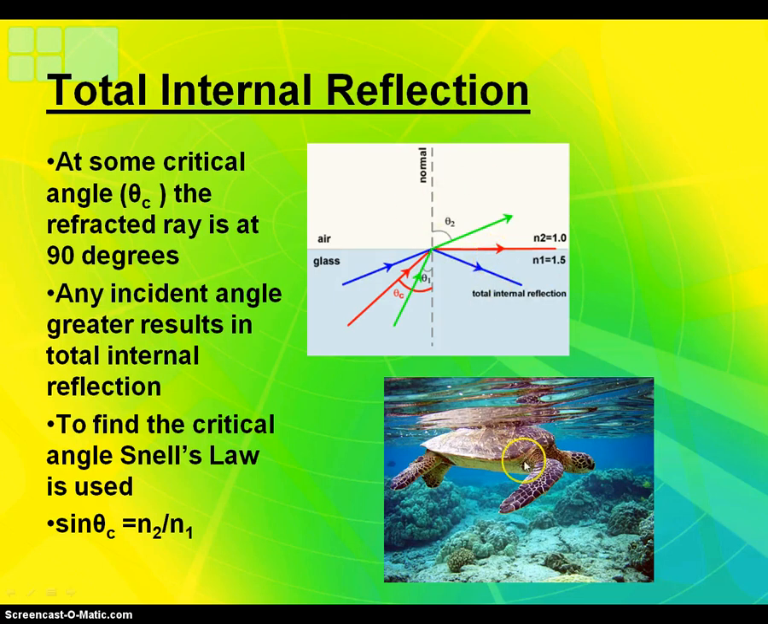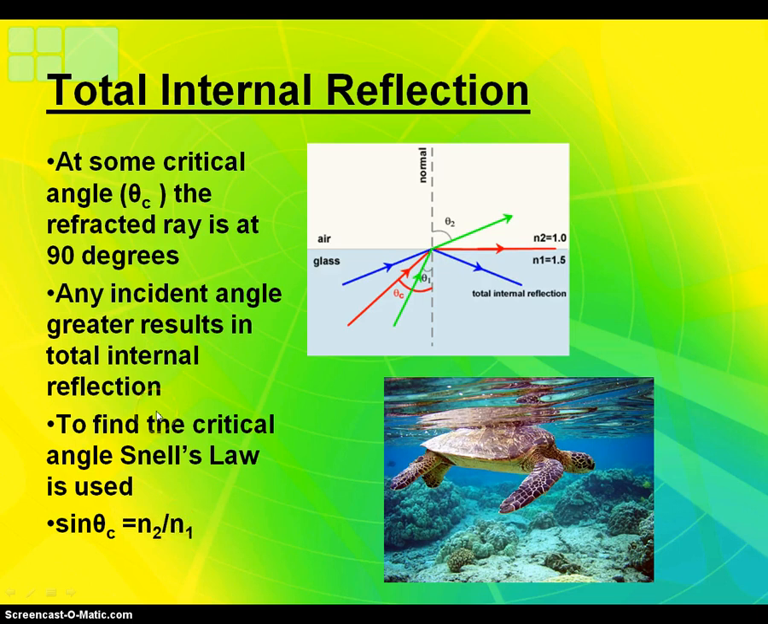If I were underwater, this picture of a sea turtle shows an example. I can't see out of the water from this position because I am beyond the critical angle. When I look, I see everything totally internally reflected, which is why the surface looks like a mirror here. To find the critical angle, we can calculate it using this equation: the sine of the critical angle is equal to the ratio of the second medium over the first medium.